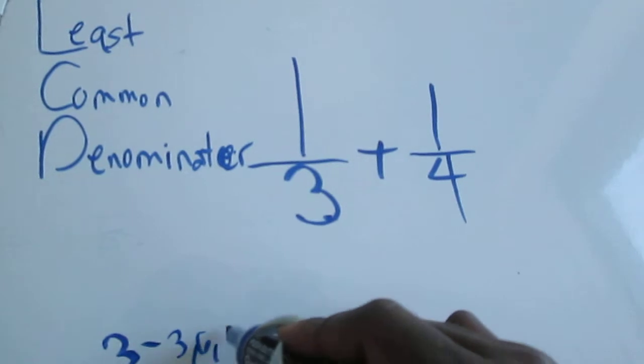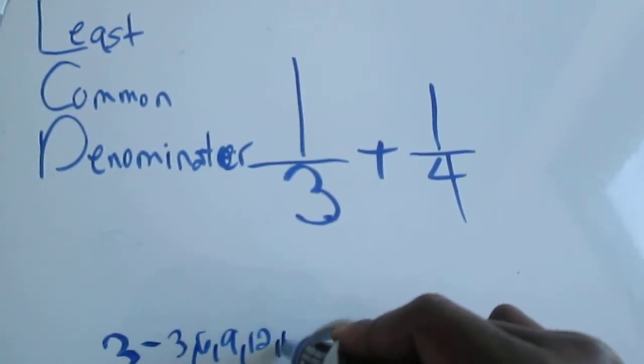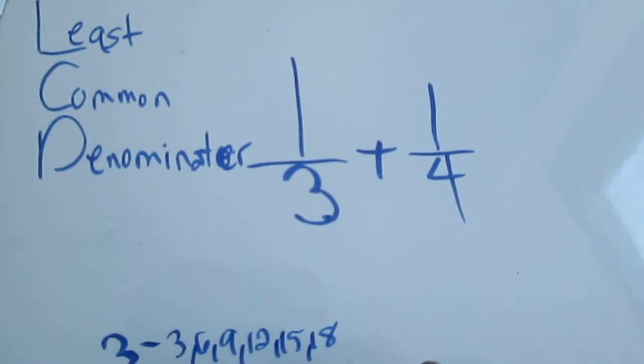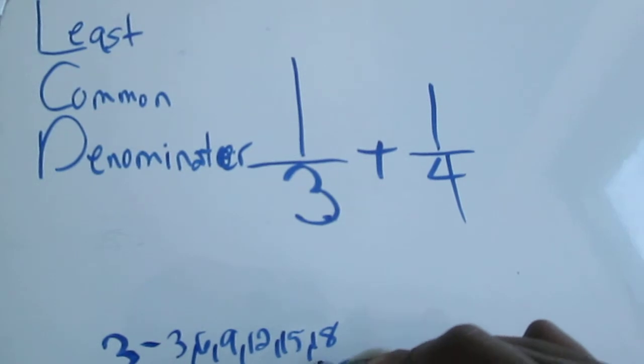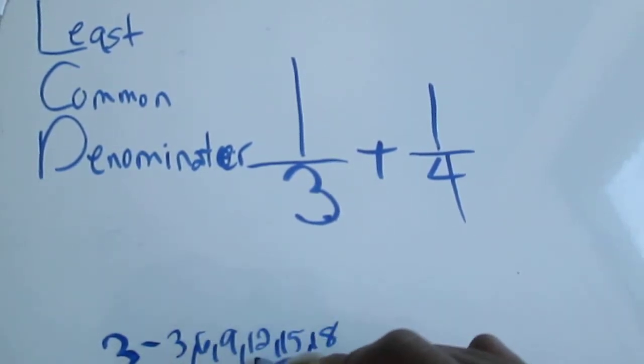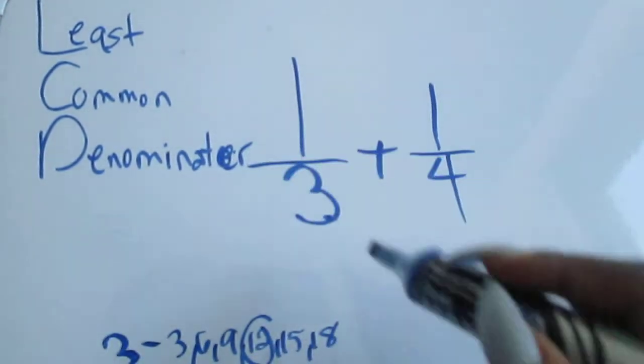3, 6, 9, 12, 15, 18. And then I'll keep going with 4. 4, 8, 12, ding, ding, ding, 16, and then 20. What is the first number they have alike? Easy, 12. So 12 is actually my LCD.